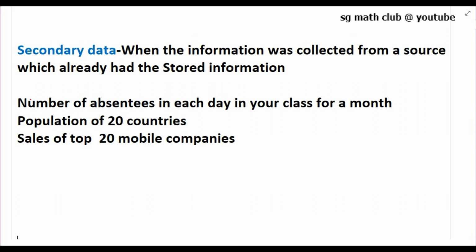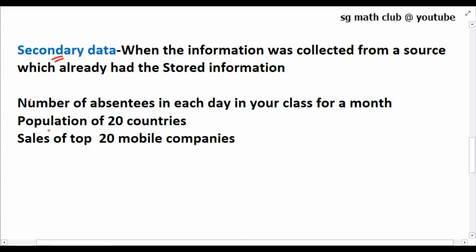Now next is secondary data. When the information is collected from a source which already had the stored information, such type of data is called secondary data. For example, the number of absentees each day in your class for a month. You will go to the class teacher, take the attendance register and find out from it, as in that register the information is already stored.